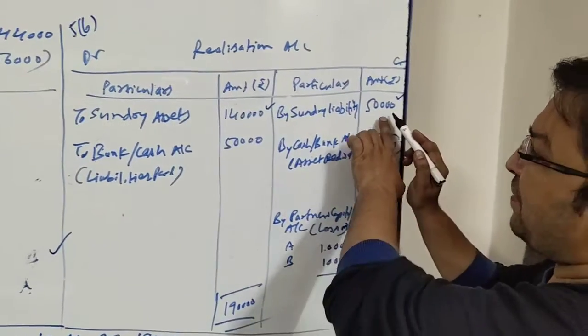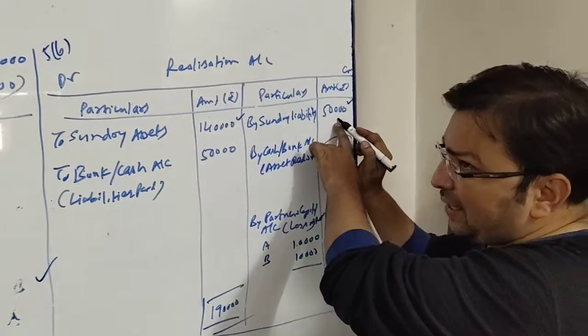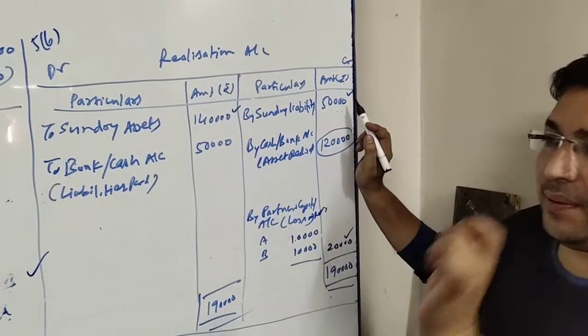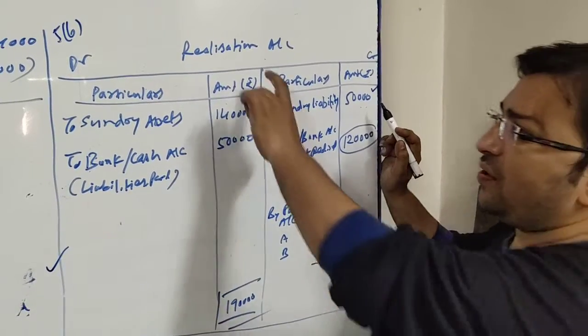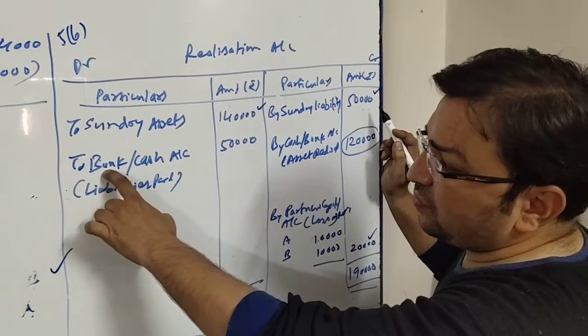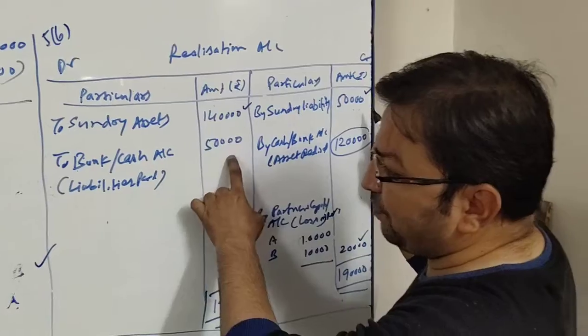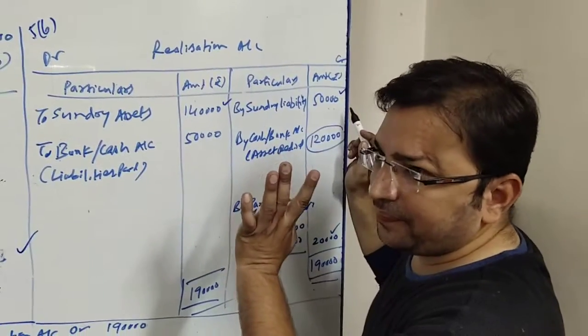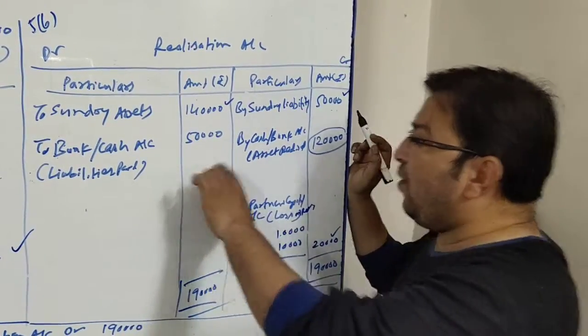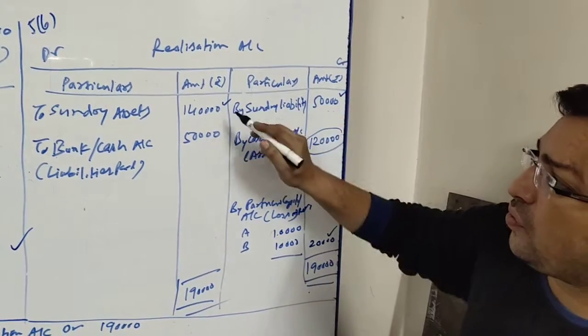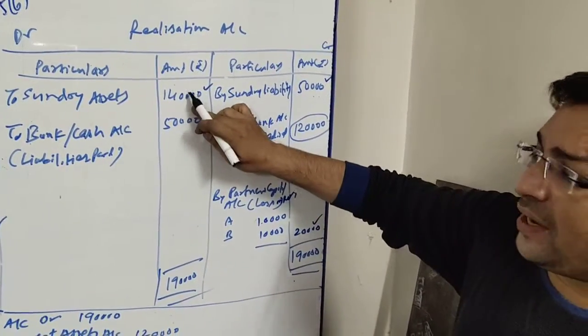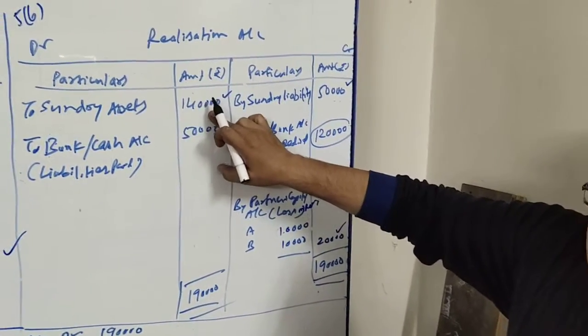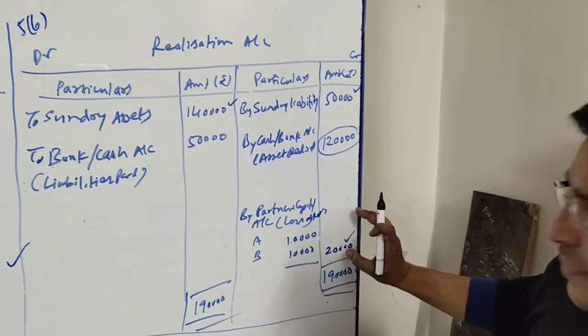So liabilities were 50,000. We will be paying the liability, so realization account will be debited, cash account will be credited. So at the debit side of realization account, to bank or cash account, 50,000 liabilities paid. Okay friends, now it is our turn to realize the assets. The value of the assets realized is not given, but we are given the loss.